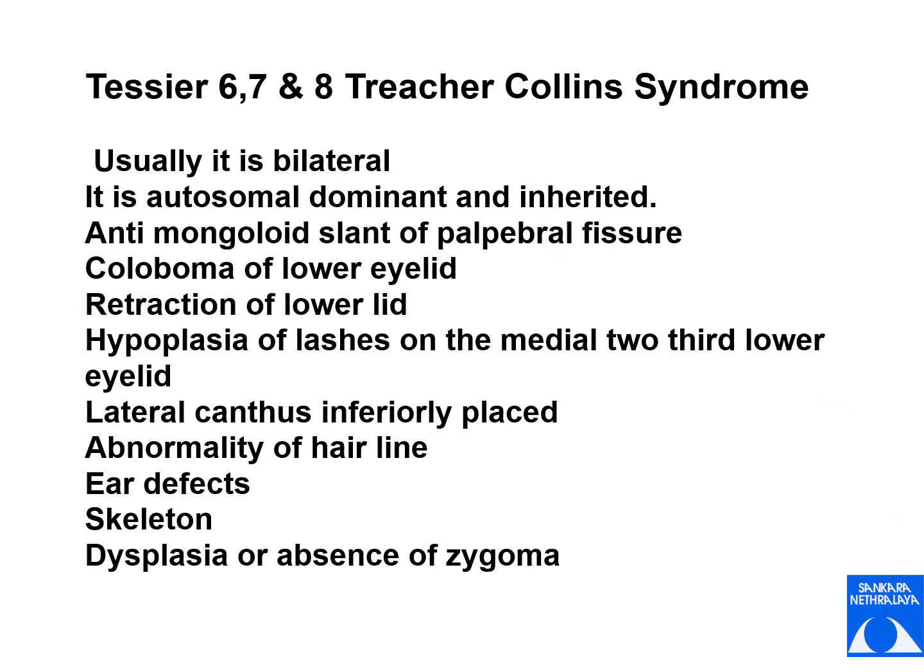Tessier 6, 7, 8 are seen in Treacher-Collins syndrome. It's usually bilateral. It is autosomal dominant and inherited. Anti-mongoloid slant of palpebral fissure, coloboma of lower eyelid, retraction of lower lid, hypoplasia of lashes on the medial two-thirds of the lower eyelid, lateral canthus inferiorly placed, abnormality of hairline, ear defects, skeleton, dysplasia or absence of zygoma.